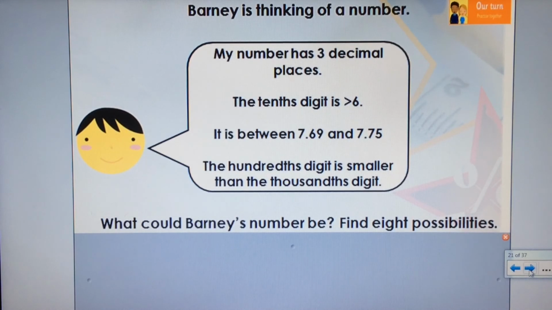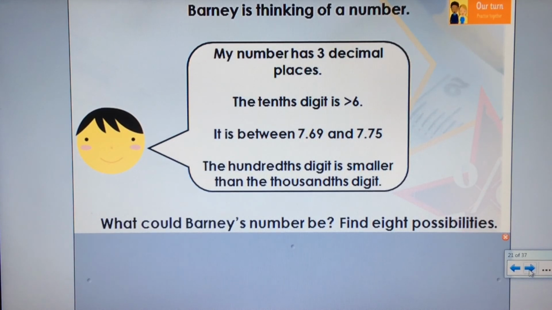Okay, our next question says, Barney is thinking of a number. My number has 3 decimal places. The 10th digit is greater than 6. It is between 7.69 and 7.75. The 100th digit is smaller than the thousandths digit. What could Barney's number be?